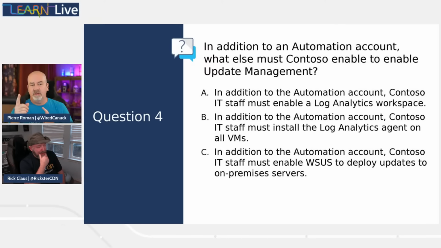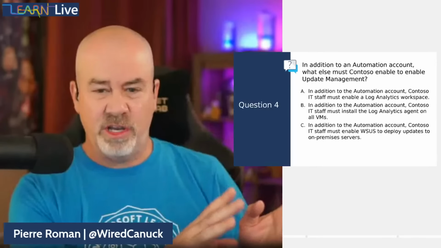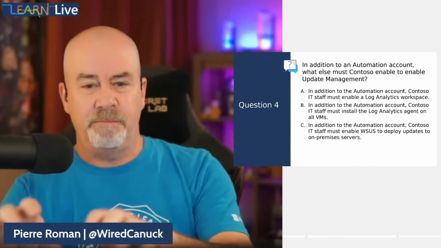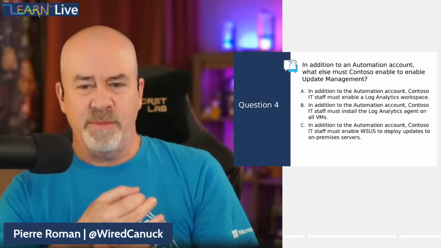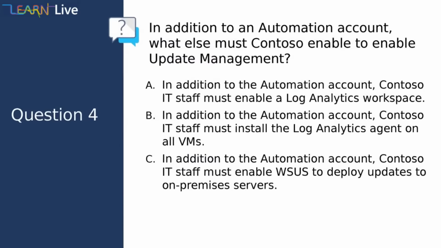Okay, you want me to take a crack at that one? I think you should, yeah. How would you go with the process of elimination again? What would you do? C, we've already dealt with C in the last question, so I don't think it's going to be C. Now, in addition to the automation account, requires a log analytics workspace. Yes. In addition to Azure automation account, Contoso must install the log analytics agent on all VMs.